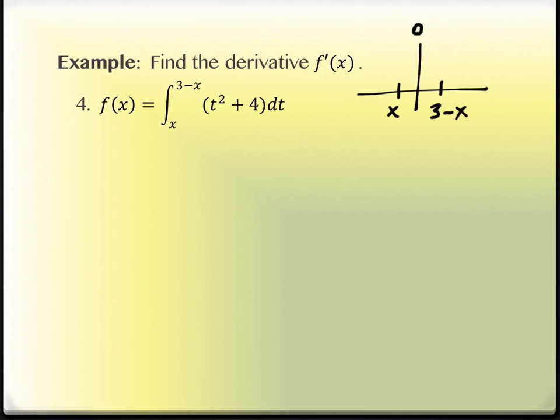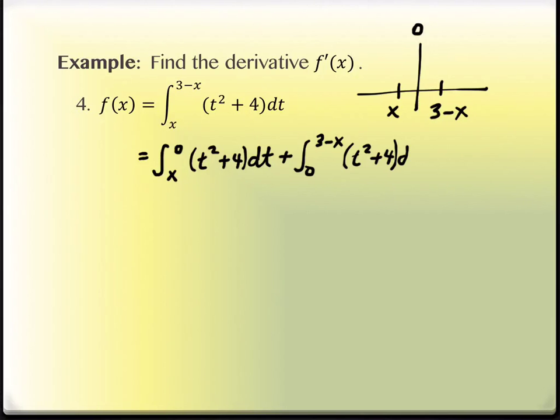So what I'm going to do is I'm going to take this and I'm going to rewrite it. I'm going to go from x to 0 of t squared plus 4, and then I'm going to go from 0 to 3 minus x of t squared plus 4. I'm splitting it up into 2 intervals. Okay? All right, so cool, that's fine.